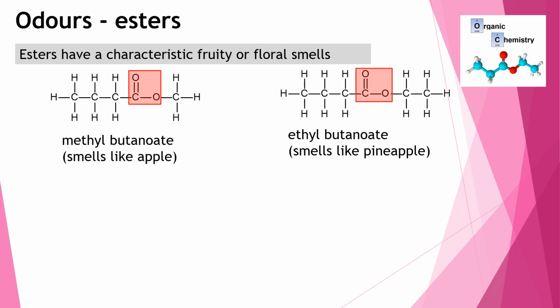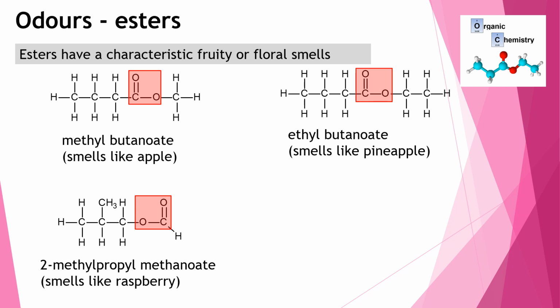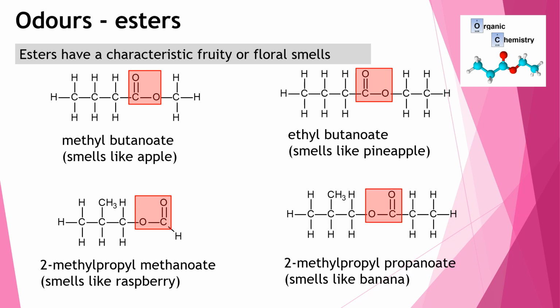As an aside here, both of these compounds are made from that extremely smelly butanoic acid, but they come out smelling really sweet and really tasty. And then you've got methyl methanoate, which smells like raspberry. And the last one here is 2-methylpropanoate, which smells like banana. There are tens of other types of esters, and they smell like different fruits.